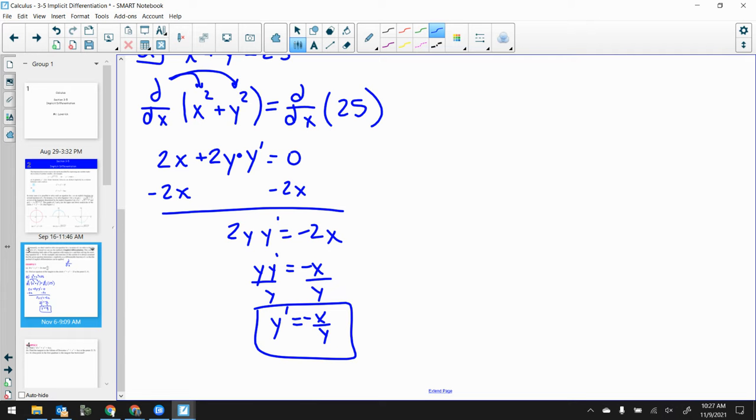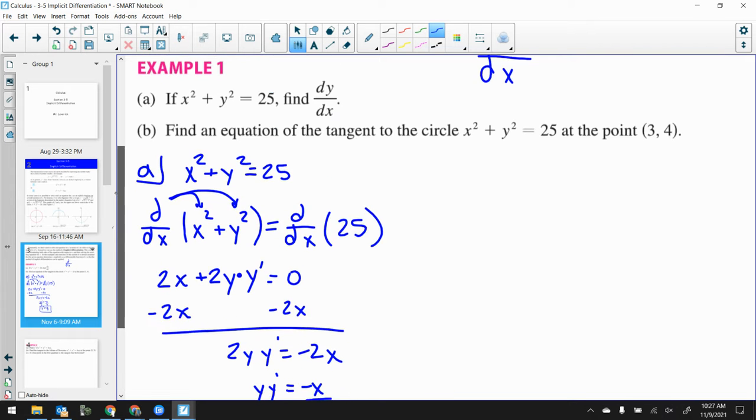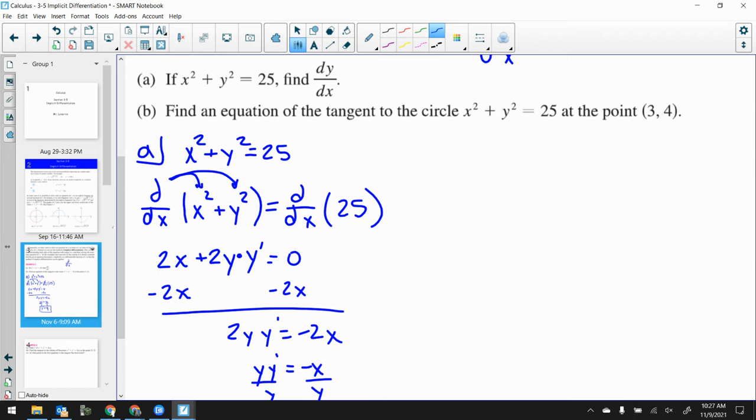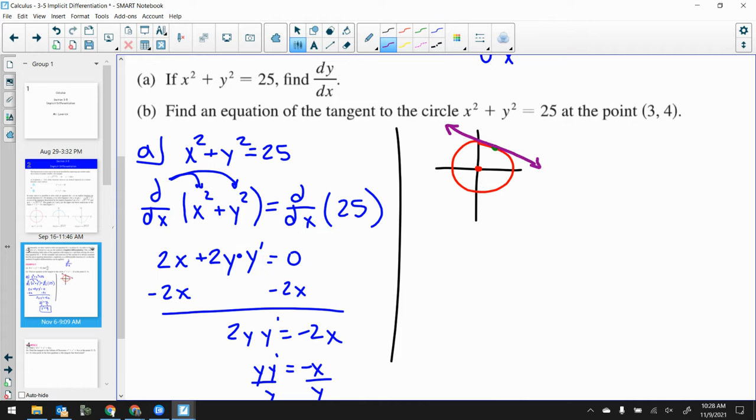So, part B of this says, find the equation of the tangent to the circle. What we're essentially doing here is saying, if we've got our coordinate plane centered at 0, 0 with a radius of 5, I have this circle, and at point 3, 4, there is a coordinate out there, and I am finding the tangent line to that circle.